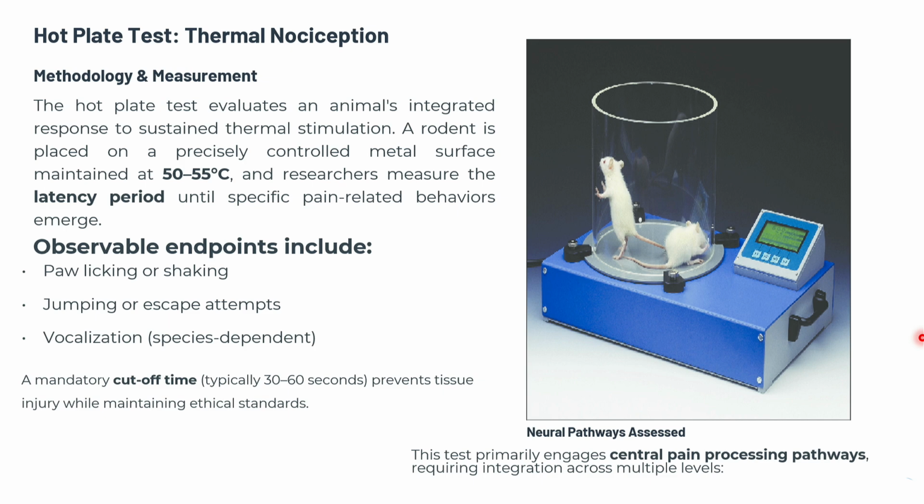So vocalization is basically species dependent, and a mandatory cutoff time of typically 30 to 60 seconds prevents tissue injury while maintaining ethical standards. So this is what is kept in mind while doing these tests. So this test primarily engages central pain processing pathways requiring integration across multiple levels.